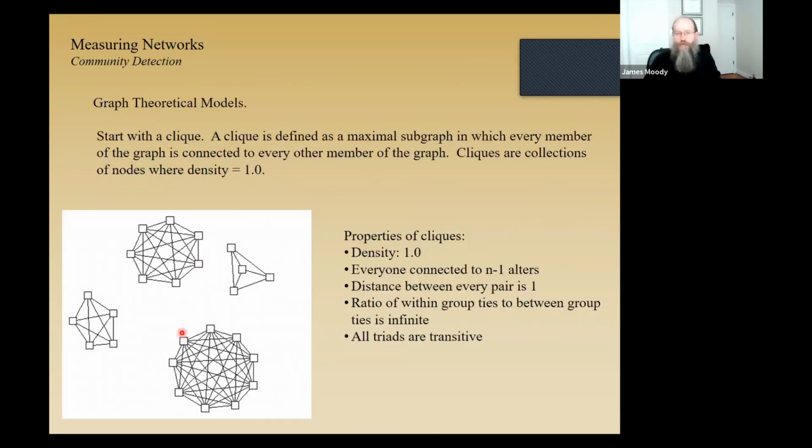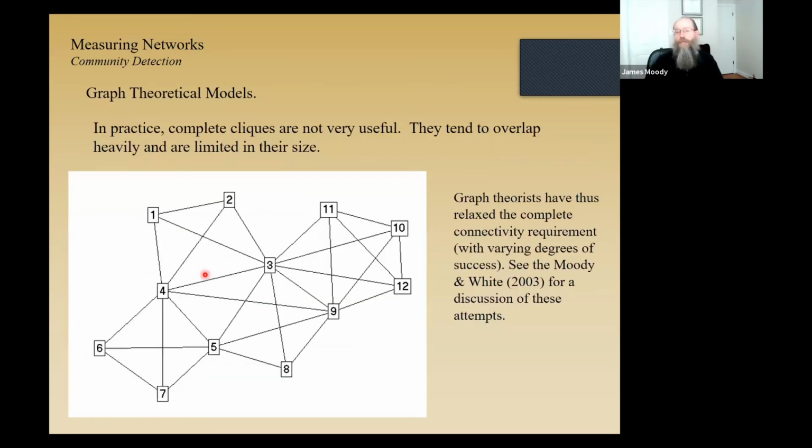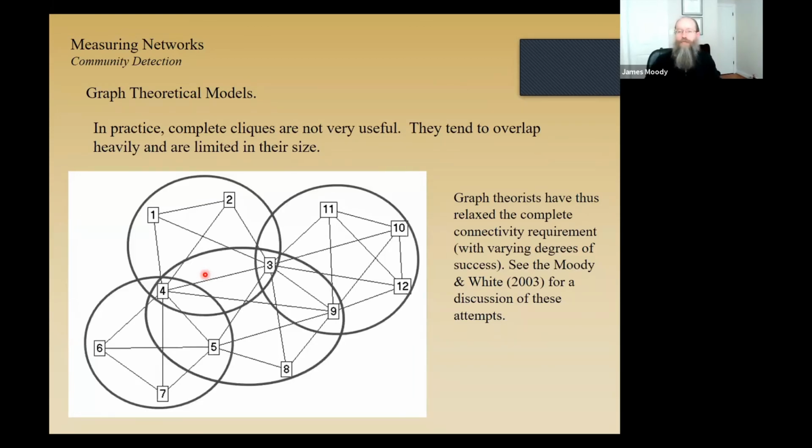These graph theoretic determinations have the beauty that they're really clear and you can define them exactly. The problem with them is that they're very fragile. Any change in the graph structure is going to make it not fit the definition. If you delete a single edge, it's no longer a clique. The other thing about cliques in particular is that they heavily overlap in practice.